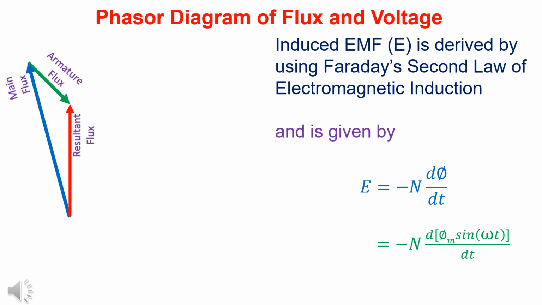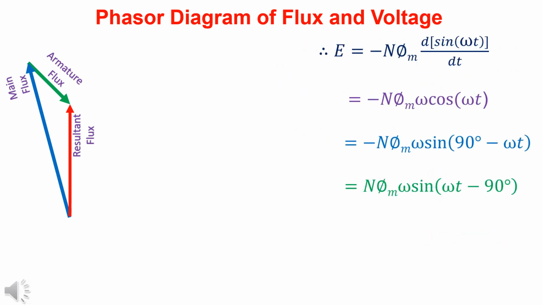Induced EMF e, as per Faraday's second law of electromagnetic induction, is equal to minus N dφ/dt, which is equal to minus N d(φm sin ωt)/dt, which is equal to minus N φm d(sin ωt)/dt, which is equal to minus N φm ω cos ωt, which is equal to minus N φm ω sin(90° minus ωt), which is equal to N φm ω sin(ωt minus 90°).